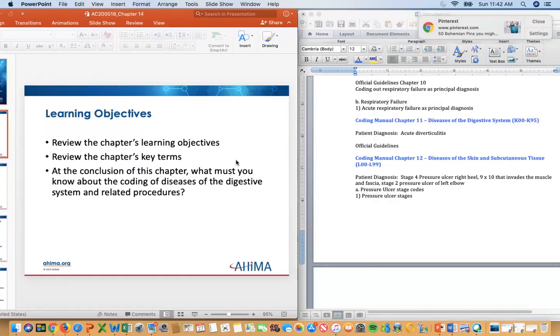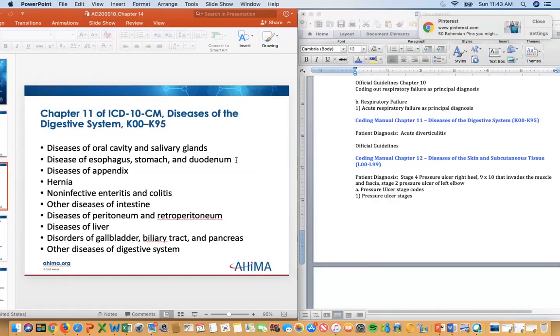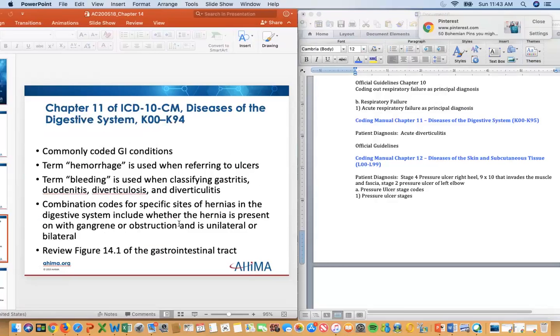So I pulled up the PowerPoints again. What do you know about diseases of the digestive system and some of the related procedures? If you go through and look at our chapter 11, open up your coding manual to the tabular. Right before your tabular, you'll notice that there are no specific chapter guidelines. It is reserved for future expansion. So again, fairly straightforward. Here's some of the diseases of that cavity.